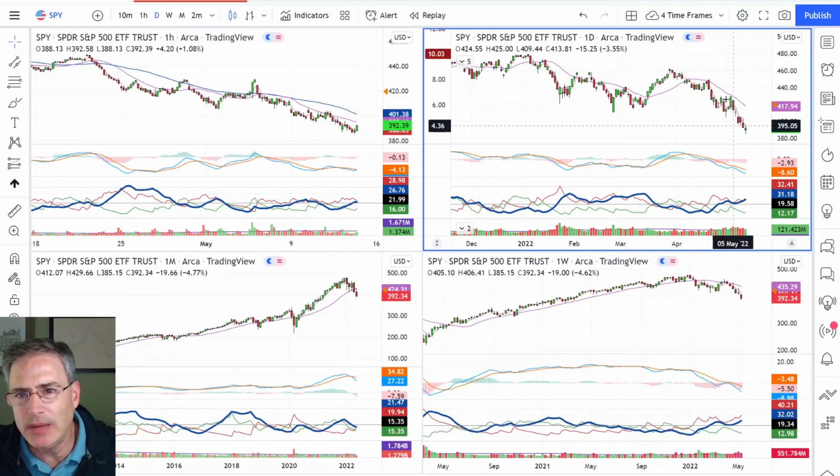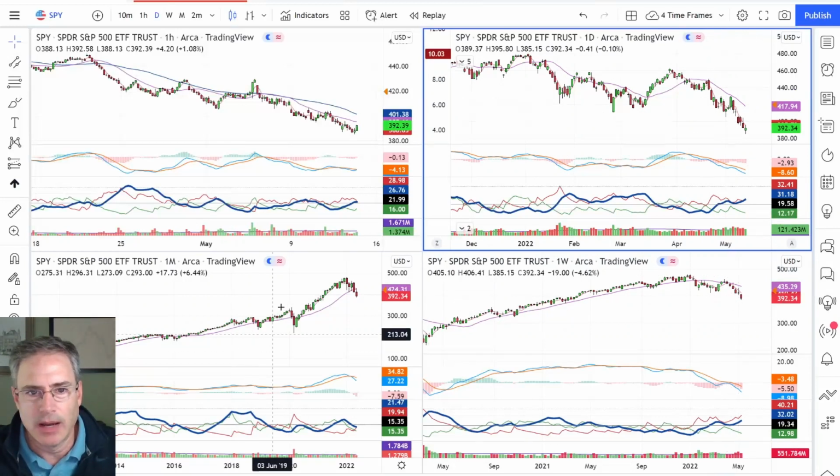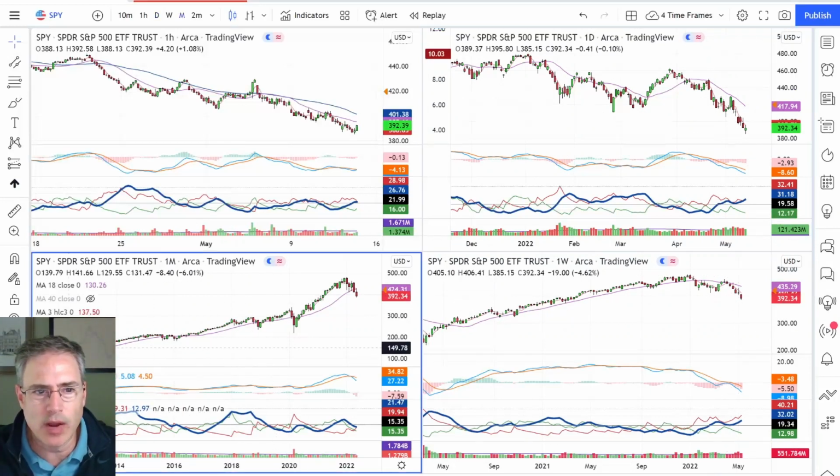Keep your focus on what's important. Right now we have a downtrend that's oversold in 2 time frames. We could get a counter trend rally. Now I do want to bring this up as well.